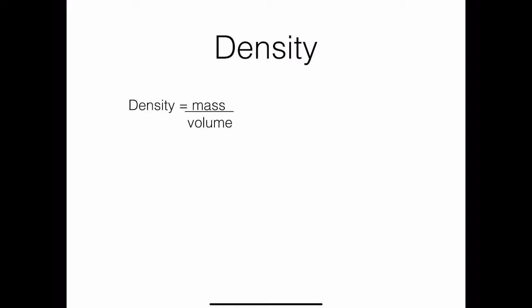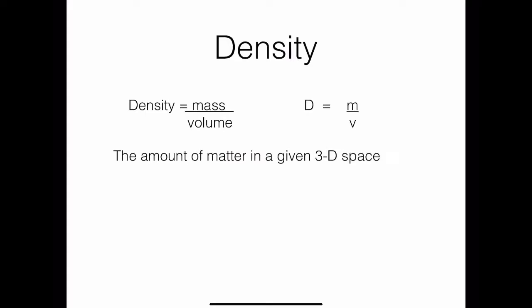We can think of it as how heavy something is for the space that it takes up. So two objects that are the same size, if one is heavier than the other, it is said to be more dense. So we can abbreviate this by saying density is big D, mass is little m, and volume is big V. So D equals m over V is how we would define density in variables. We can define it in words as the amount of matter in a given three-dimensional space. We know mass measures the amount of matter in an object, and volume represents three-dimensional space.